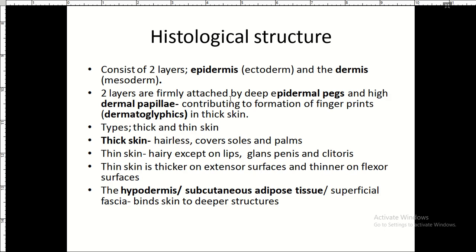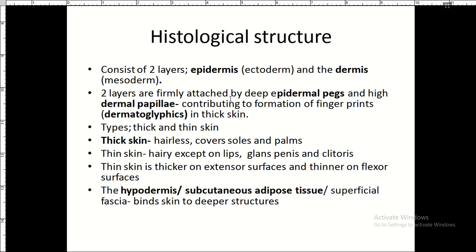So the skin has an epidermis, which is ectodermal in origin, and a dermis, which is mesenchymal in origin, not mesodermal. If you remember from embryology, we said that the dermis in the head and neck comes from the neural crest cells, which is the ectoderm. The dermis of the body wall comes from the lateral plate mesoderm. But the dermis of the back comes from what? Remember, from the paraxial mesoderm.